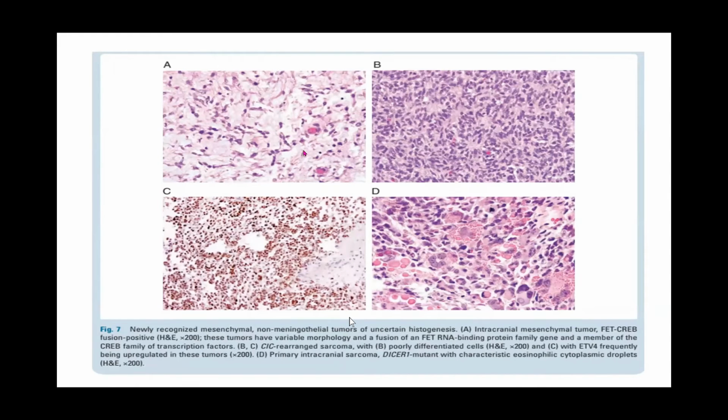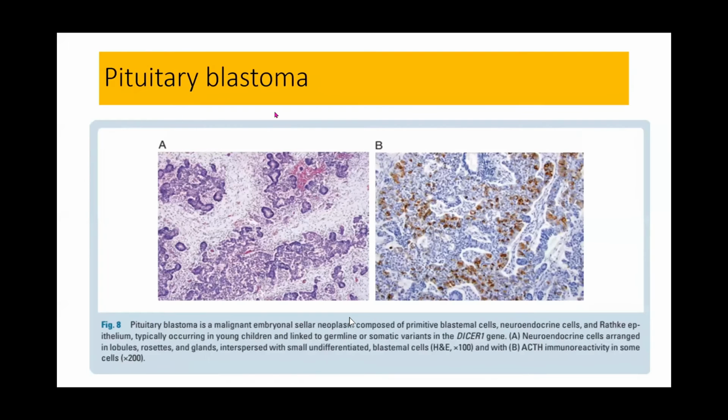Amongst the pituitary tumors, a new tumor has been added called the pituitary blastoma. It's not that this is a new tumor that has arisen now. It was always there, but it was misdiagnosed. Either it was called an embryonal tumor or it was called something else. But now, because of molecular evaluation, we know that it is characterized by variations in the DICER1 gene, which define it, and it looks very characteristic. It has Rathke epithelium, blastomal cells and neuroendocrine cells.